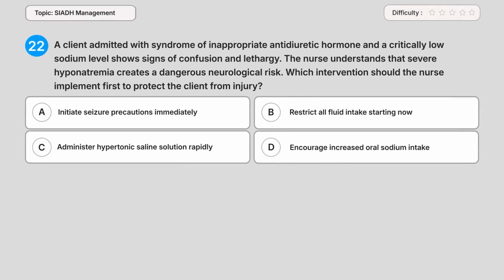22. A client admitted with syndrome of inappropriate antidiuretic hormone and a critically low sodium level shows signs of confusion and lethargy. The nurse understands that severe hyponatremia creates a dangerous neurological risk. Which intervention should the nurse implement first to protect the client from injury? A. Initiate seizure precautions immediately. B. Restrict all fluid intake starting now. C. Administer hypertonic saline solution rapidly. D. Encourage increased oral sodium intake. Do you know the answer?